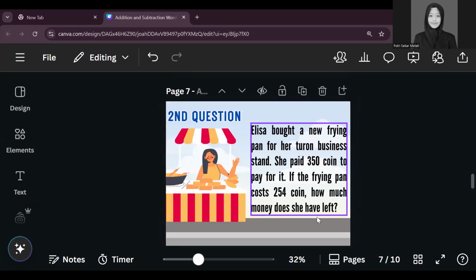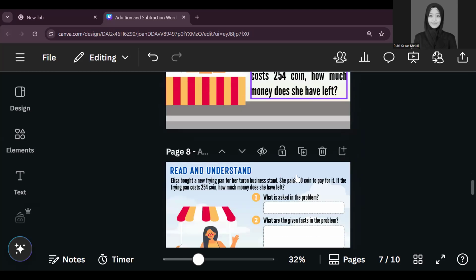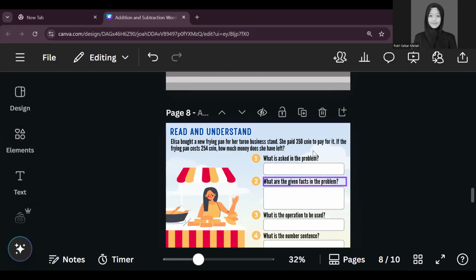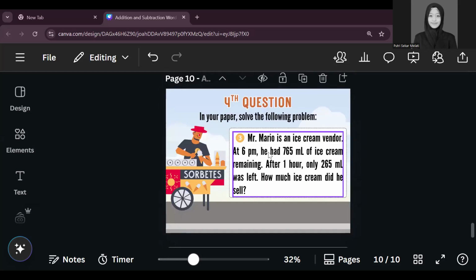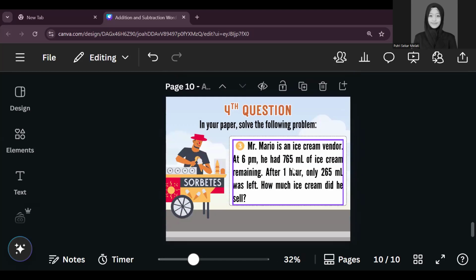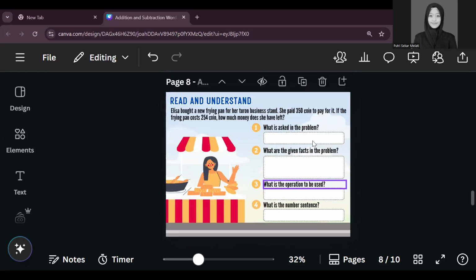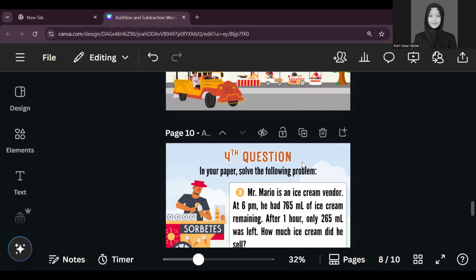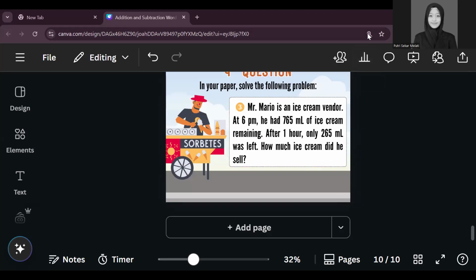The next one is about Elisa buying a frying pan. So this is the coin. Yeah, the same one. And now the third question and the fourth question. For numbers 3 and 4, you don't need to write the guiding question. You only write the guiding question for number 1 and number 2. Good luck for the fourth question.